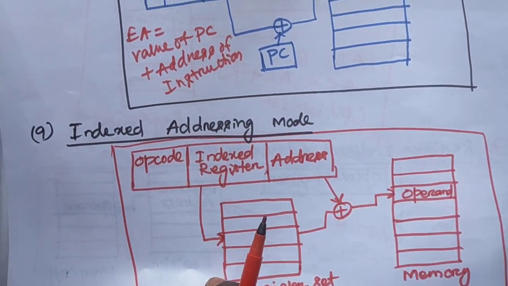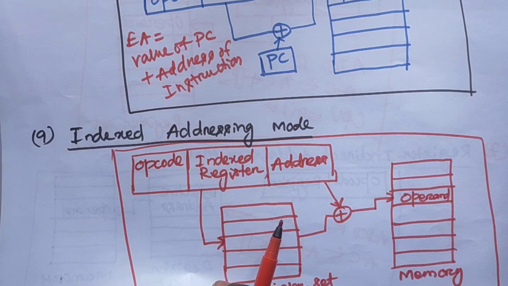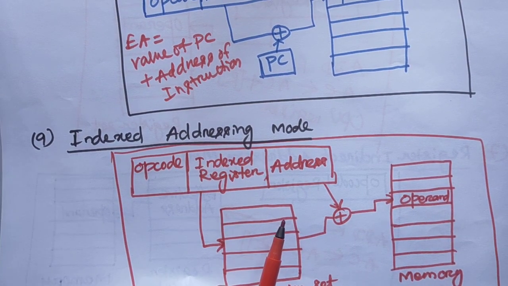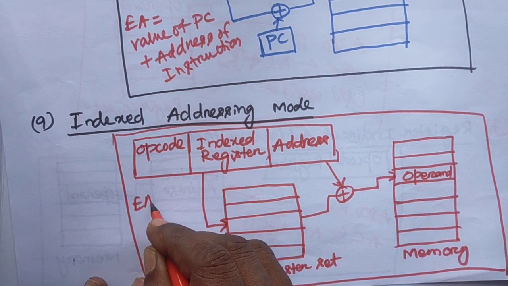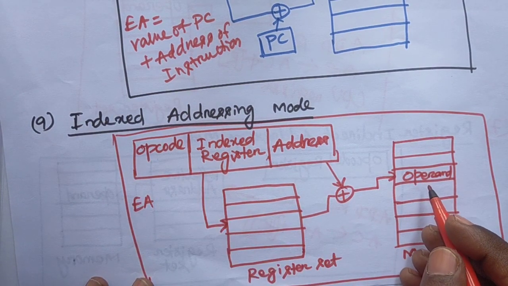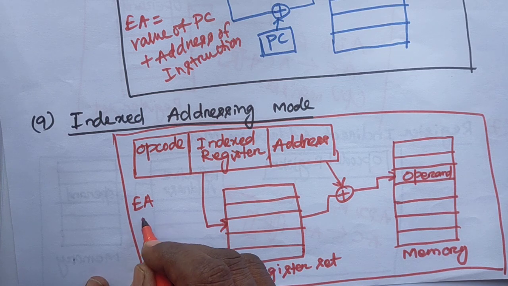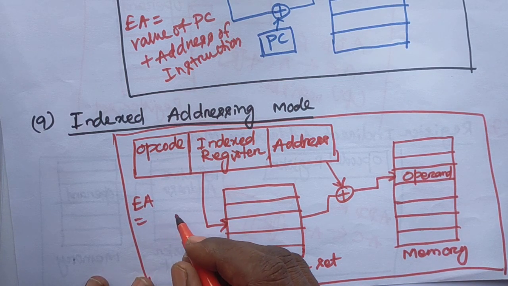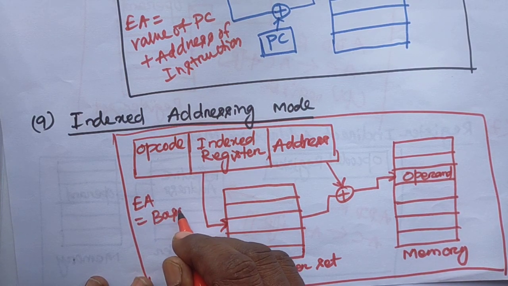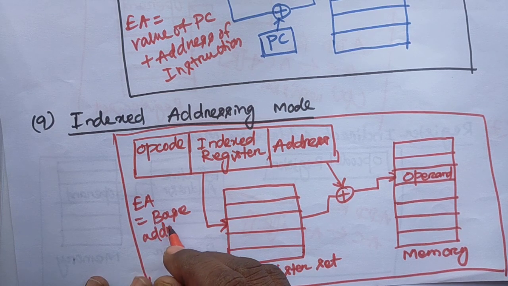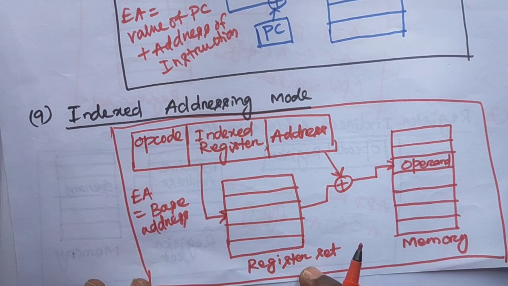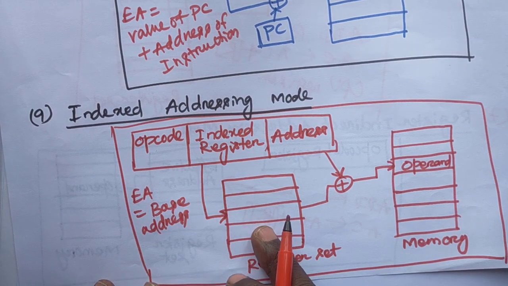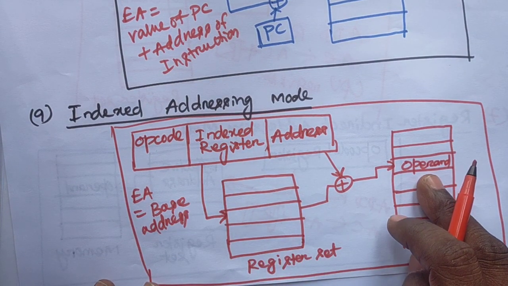So in this case, how do we define that address? I will show you. That address is defined through the effective address. The effective address is also defined through the base address, which is available in a register, because we go through the register set and then find out the operand.